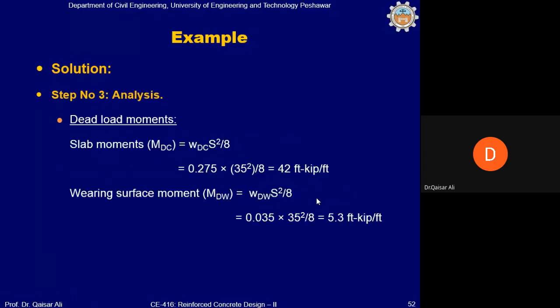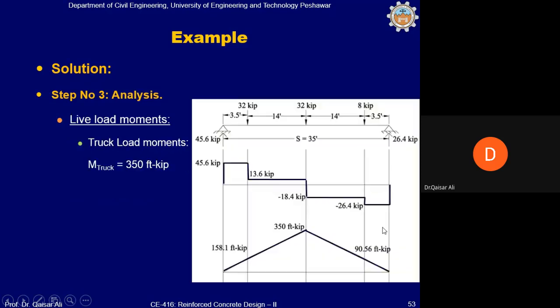And the dead load moments. The slab moment is WDC L square divided by 8. WDC is 0.275 into 35 square. This is the slab bending moment, 42 foot kip per foot. The bearing surface bending moment is 0.035 into 35 square. It is 5.3 foot kip per foot.